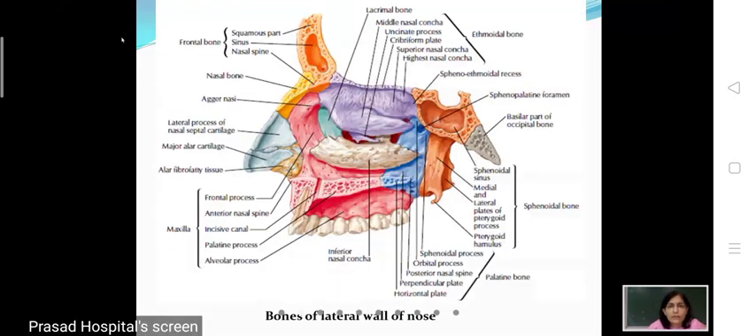This is again the lateral wall of nose. The bones present can be identified here: lacrimal, maxilla, ethmoid, nasal. This is the nasal bone, not lacrimal. This is the lacrimal bone. Nasal, maxilla, lacrimal, ethmoid, inferior nasal concha, palatine bone, perpendicular plate of palatine, and medial pterygoid plate of sphenoid.